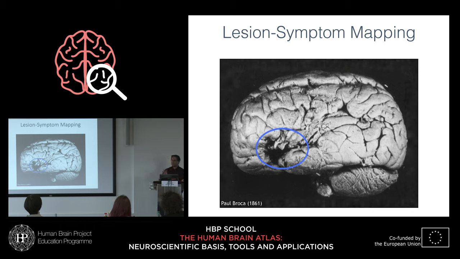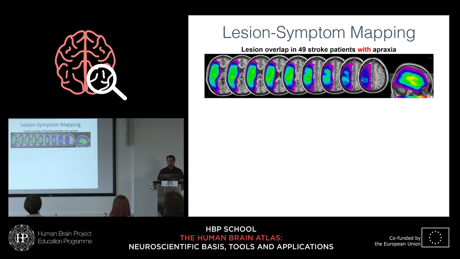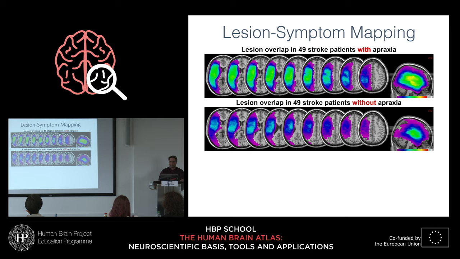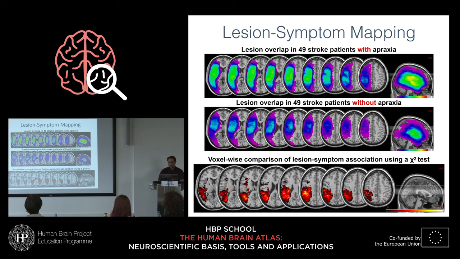So you see patients with a particular deficit, ideally a fairly isolated deficit, and then look at where the brain is damaged. And you compare that to other people that also have their brain damaged, but have this particular function preserved. And this is an example of how that could look today. So here you see the lesion overlap in a series of stroke patients with a fracture. And here you see the lesion overlap in stroke patients without a fracture. And then you can do a statistical test to see which voxels, which locations in the brain are more likely to be damaged if you have a fracture than if you do not have it.